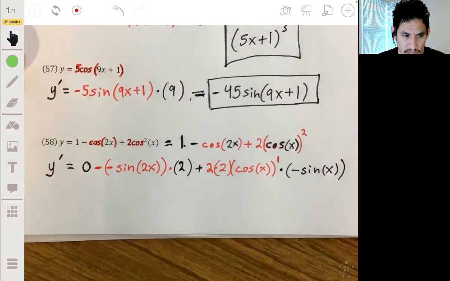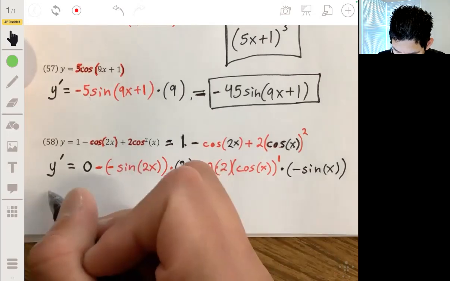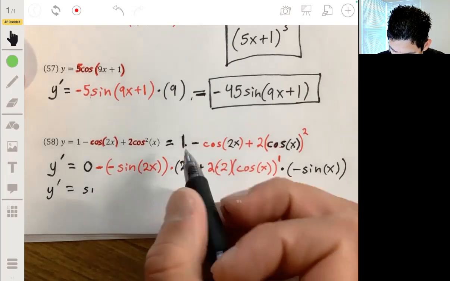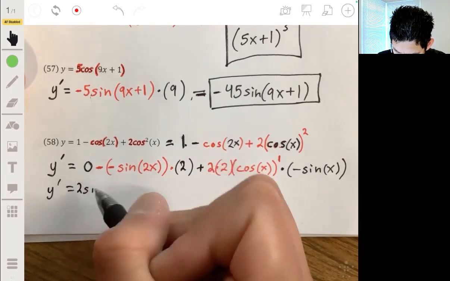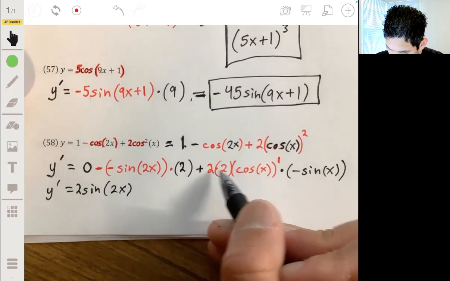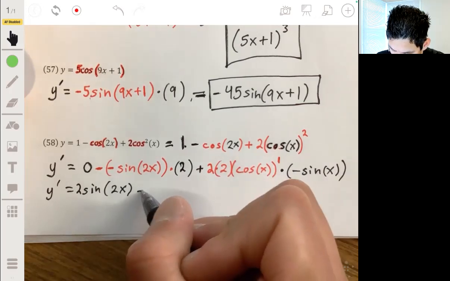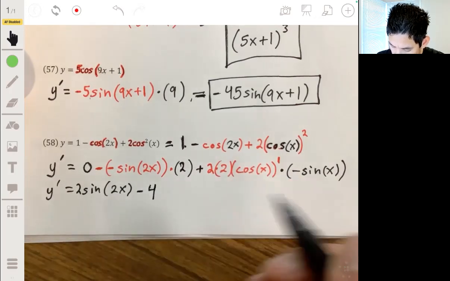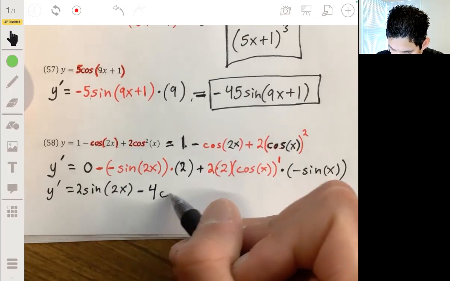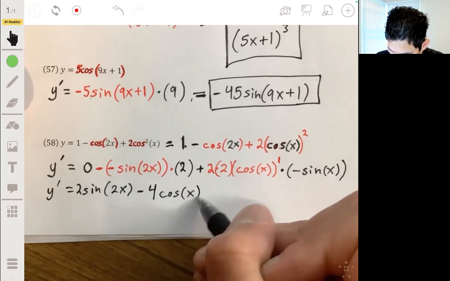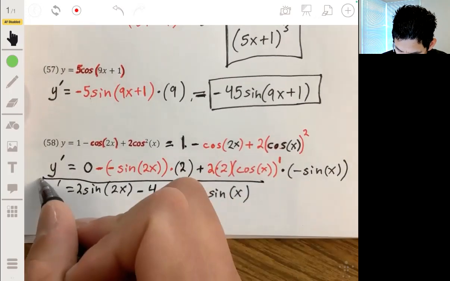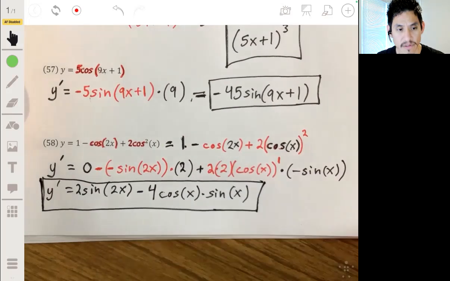And then from here, we can just simplify. So here you can see we're going to get, let's put this 2 in front, 2 times the sine of 2x. 2 times the 2, 4, negative. So minus 4 times the cosine of x times the sine of x. That one's a tricky one. So this is a good one to practice with.